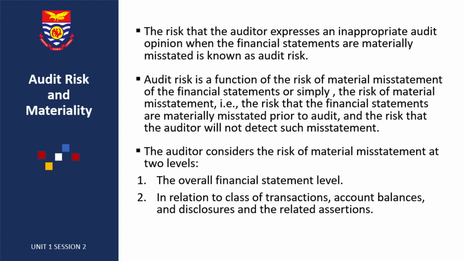So you have audit risk, and it's the risk that the auditor may express an inappropriate audit opinion when the financial statements are materially misstated. Now, audit risk is a function of the risk of material misstatement of the financial statements, or simply the risk of material misstatement. That is, the risk that the financial statements are materially misstated prior to audit, and the risk that the auditor will not detect such misstatement. So there is a misstatement, but the auditor is not able to detect it during the process, and that is what we term the audit risk.